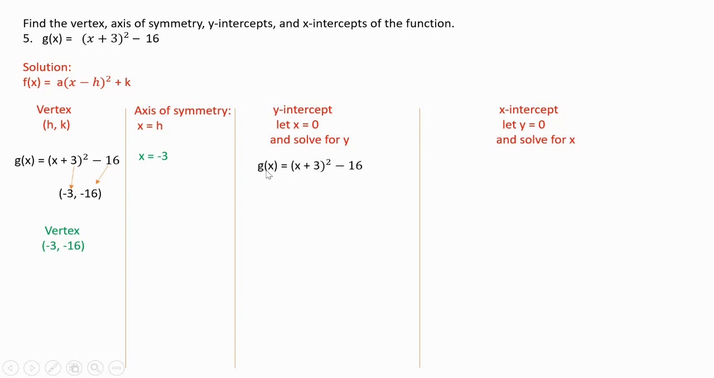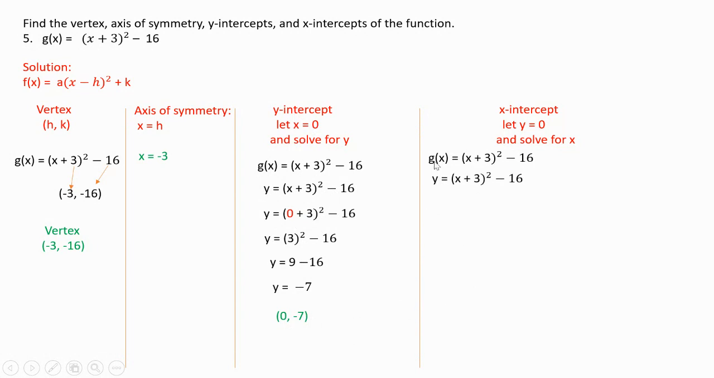Hey guys, this is a function, but it's the same thing as y equals (x + 3)^2 - 16. So these are the same. What's the rule again? We have to let x equal 0. There it is. So 0 plus 3 is 3, 3 squared will give us 9, and 9 minus 16 will give us -7. So that's your y-intercept. The ordered pair is going to be (0, -7).